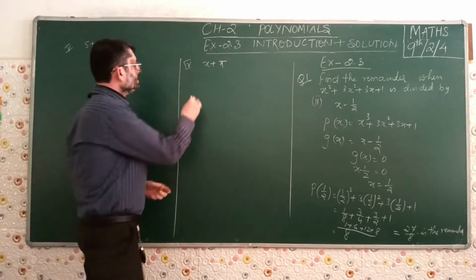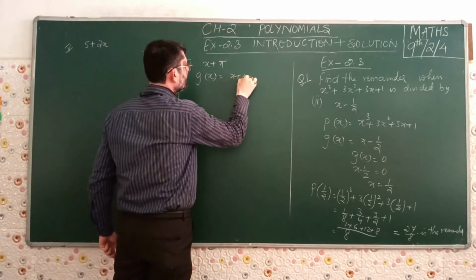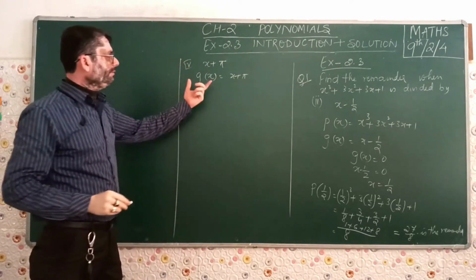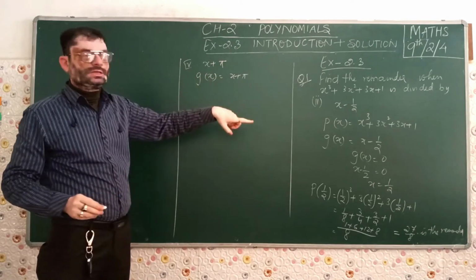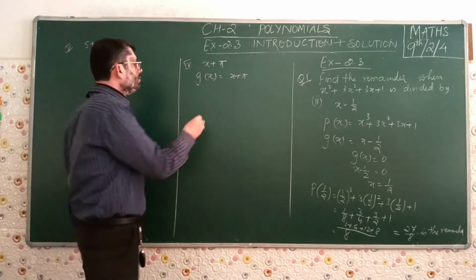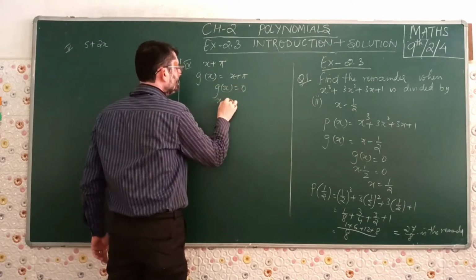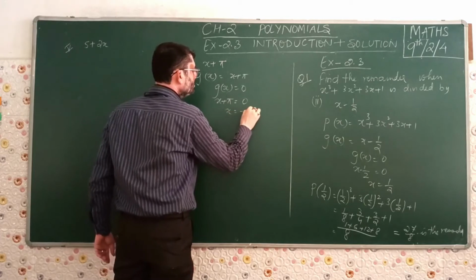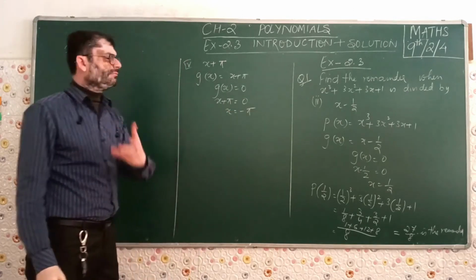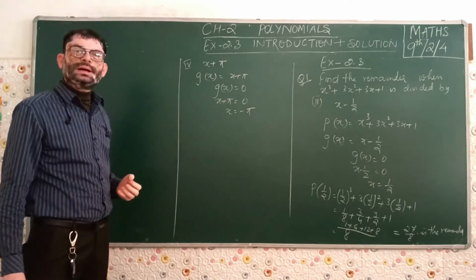Now we are given g of x is equal to x plus pi. And we will be getting the value of x from here and we will be substituting in p of x. To get the value of x, let us consider g of x equals to 0. That means x plus pi is equal to 0 and x is equal to minus pi. We don't have to put the value of pi, 22 by 7. It's not necessary. So x is equal to minus pi.